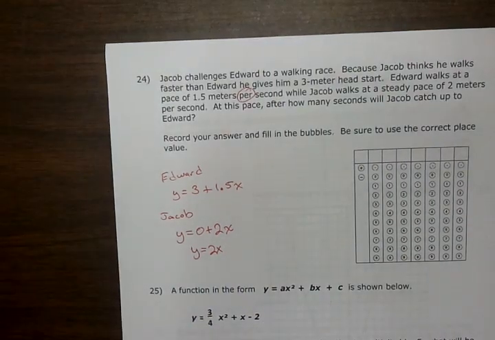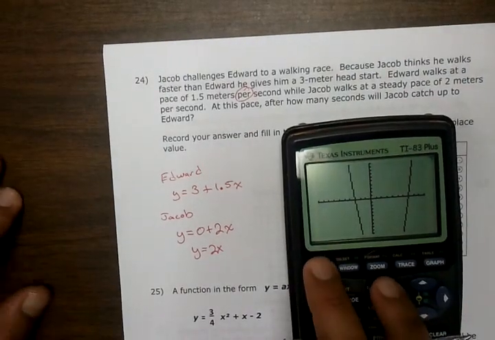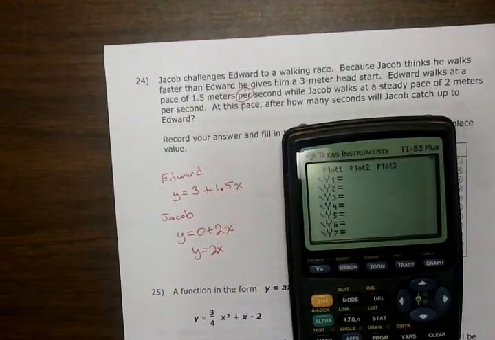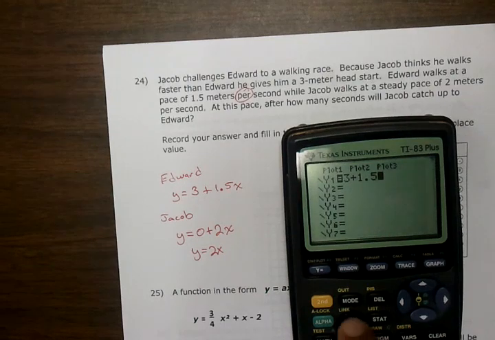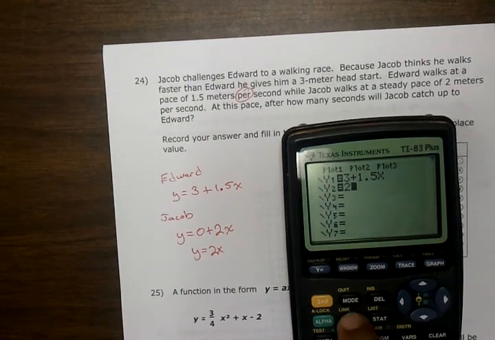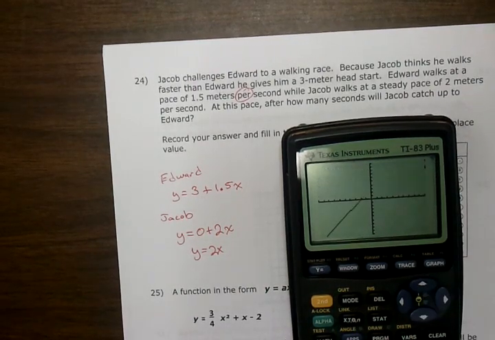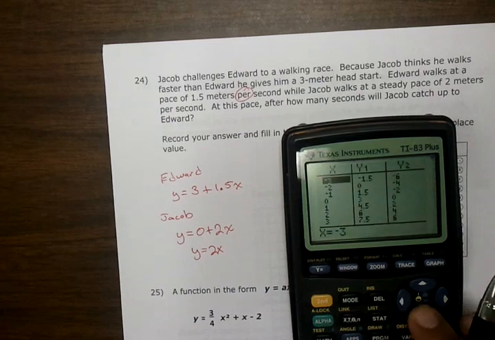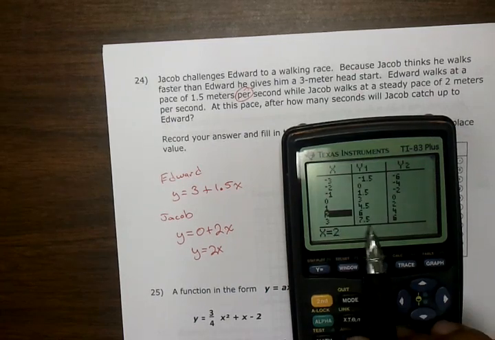Now, let's go ahead and find out where they meet. So again, we bring up a calculator, and then on here, let's type in 3 plus 1.5x and 2x. Let's hit graph, and we'll see where they meet. So that's Edward, and Jacob does catch up to him. Now to find out where they catch up, we got to bring up the table, and you can see the values here.